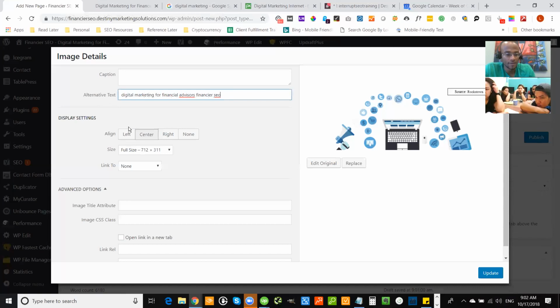And then you can modify the size of the image, the alignment of the image. Something that you might want to start doing that I see emerging in SEO is using a caption for the image. It can be something like just a description of what that image is about. Those are all good things to include. And typically everything else I leave blank and then just hit update.